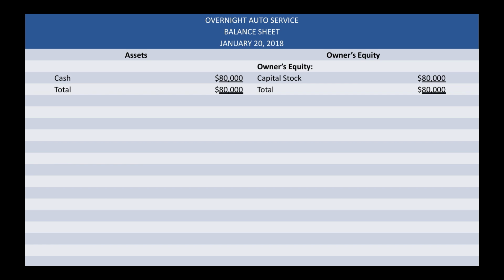Notice that the basic accounting equation is in balance. Total assets are equal to total liabilities plus owner's equity. On January 21st, Overnight purchased the land from the city for $52,000 cash. Let's see how the balance sheet looks now.